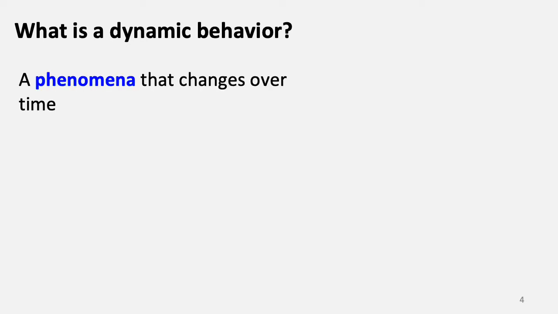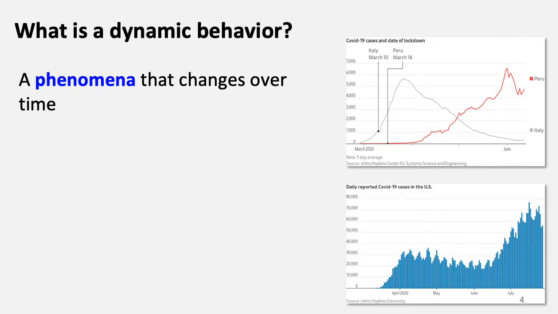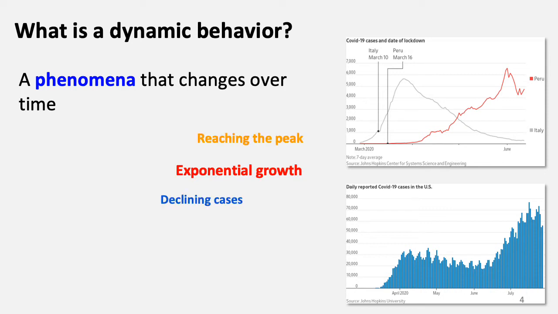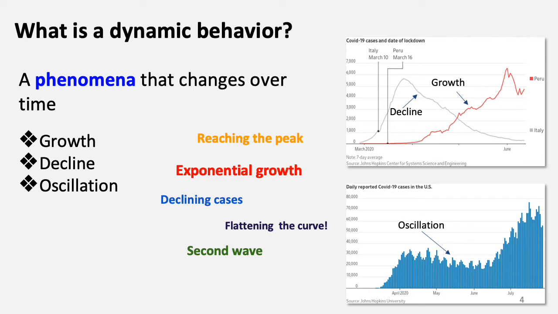So what is a dynamic behavior? It describes a phenomenon that changes over time. You may have seen such data charts showing the number of COVID-19 cases growth, decline, and in some cases they rise again over a period of time. You may also have heard or read terms like exponential growth, reaching the peak, declining cases, flattening the curve, or maybe recently a second wave. Those reflect dynamic behavior in the form of growth, decline, or oscillation.